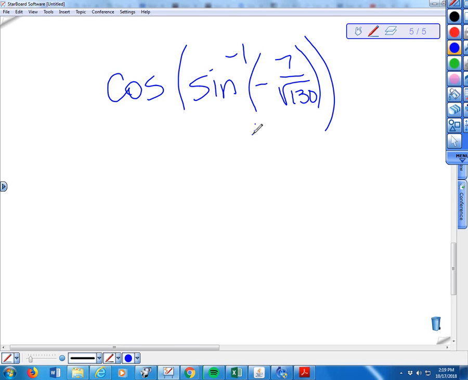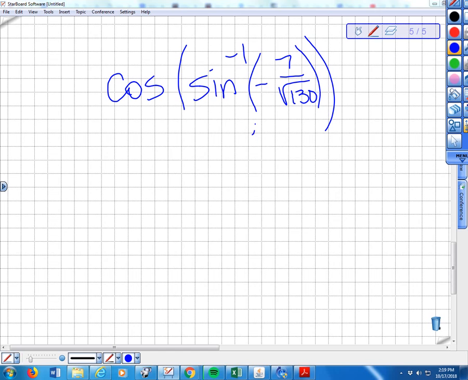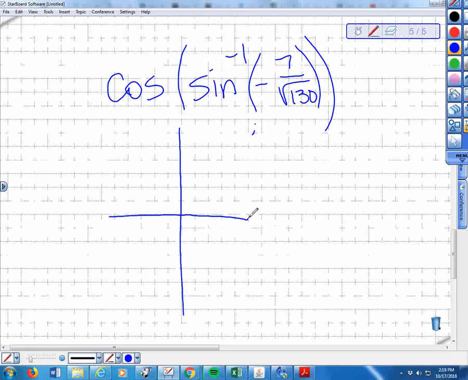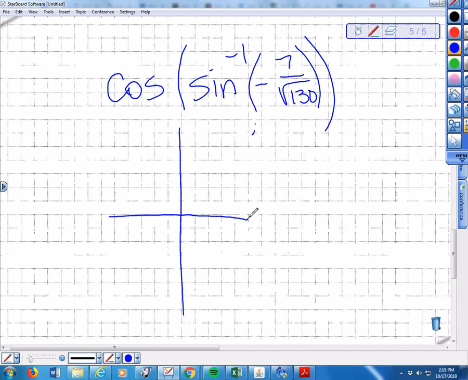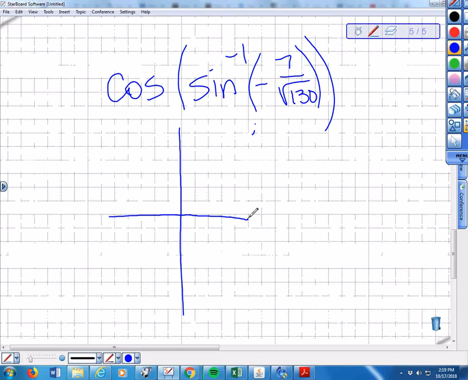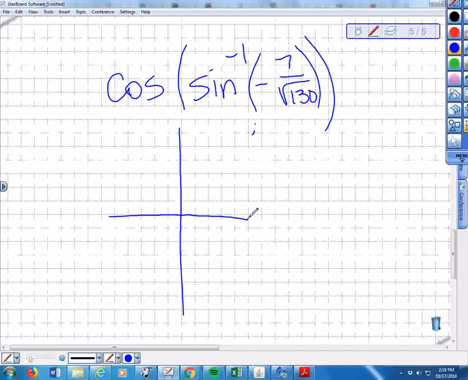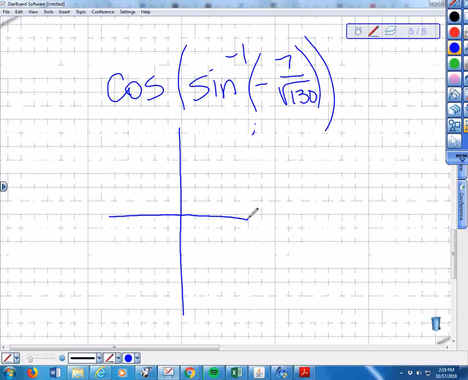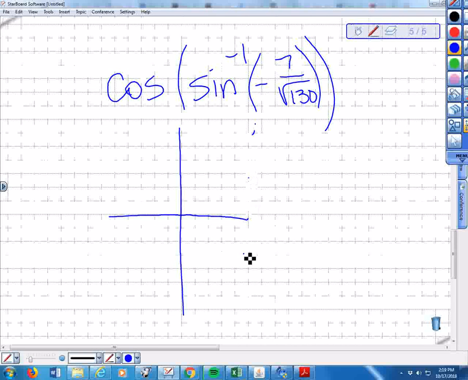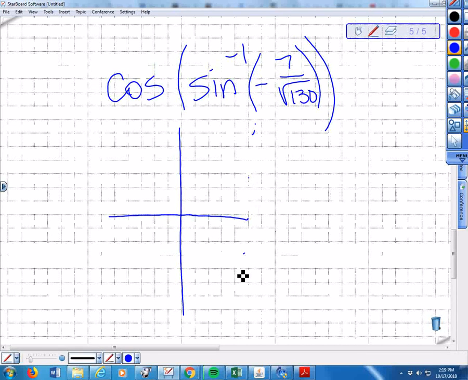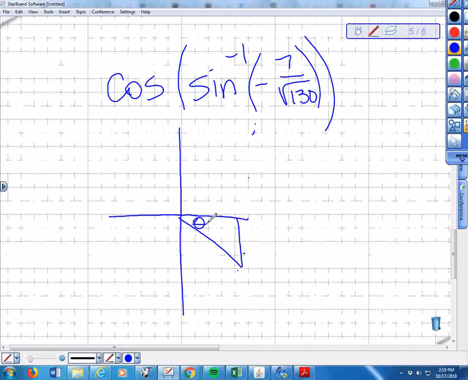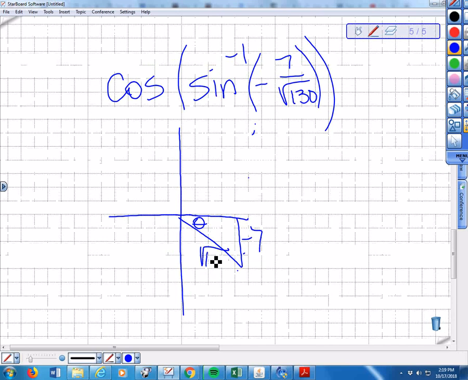Okay? So what I'm going to do is just draw my triangle. It's arc sine. So where is arc sine possible? What quadrants? 1 and 4, because it's between negative pi over 2 and pi over 2. Okay? And sine is negative if, of those two choice quadrants, 1 and 4, sine's negative in 4. Okay, so here's theta that I don't know, and I'm going to call this negative 7, and this is square root of 130.